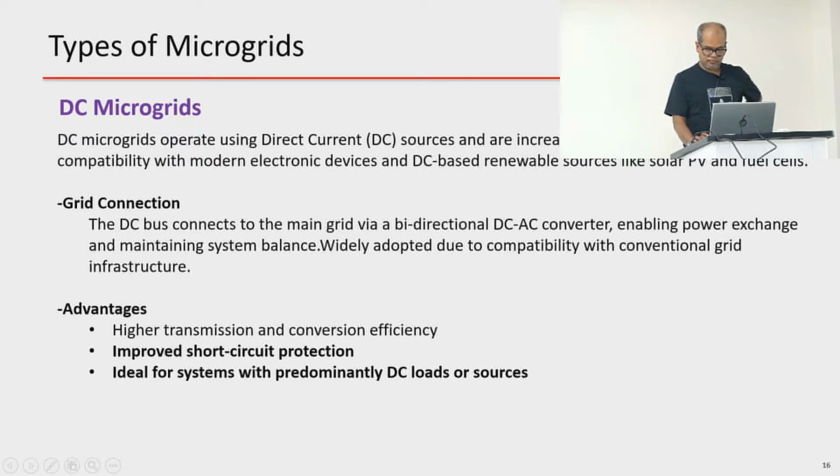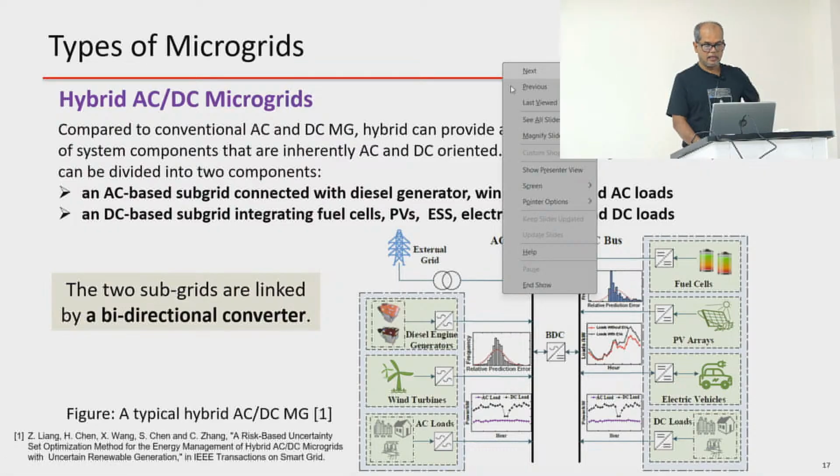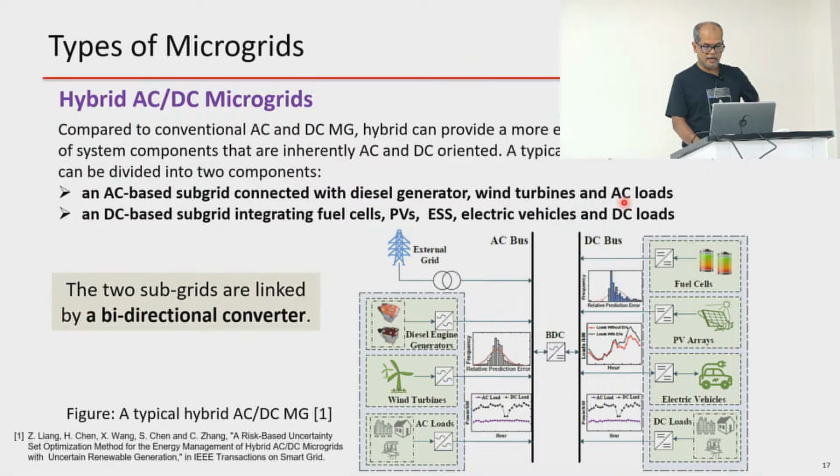Yeah, so the advantage I already mentioned. And then hybrid, where you have both AC and DC buses, and they are connected using a bidirectional converter, where power can be transferred in both ways. So if either of the buses has a power shortage, it can import power from the other bus, or export as well, depending on the local generation and local load demand.